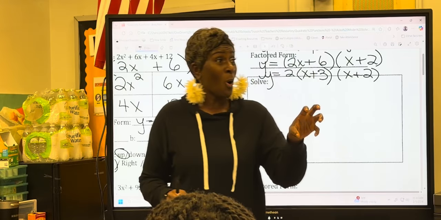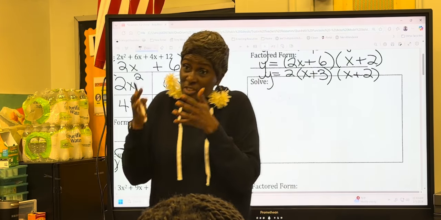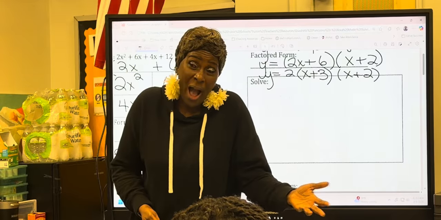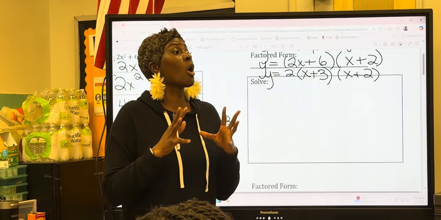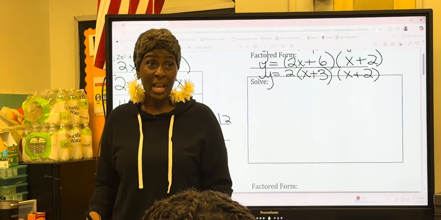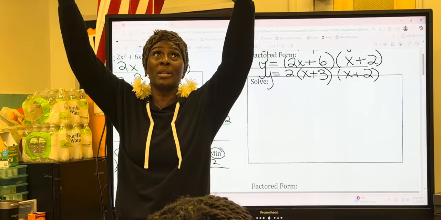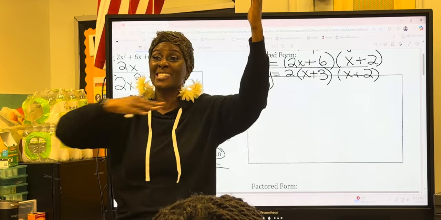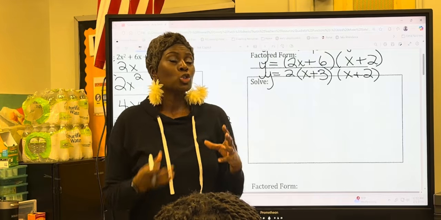If the 0 is with the y, then you have an x-intercept. If the 0 is with the x, then you have a y-intercept. But the solutions to a quadratic function will always be the x-intercept, right? It is the point where your parabola crosses the x-axis. Are y'all following me? So what are we doing right now?